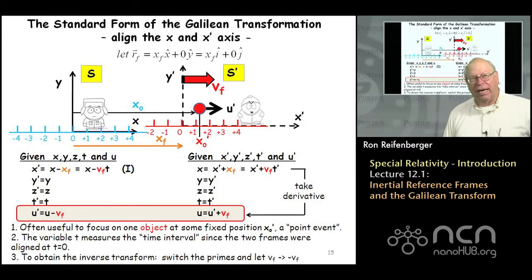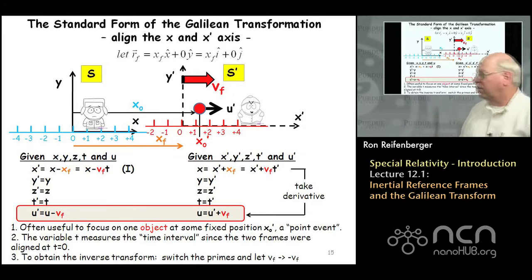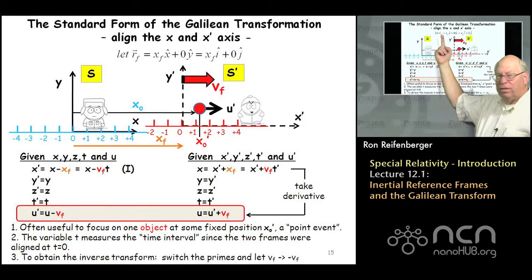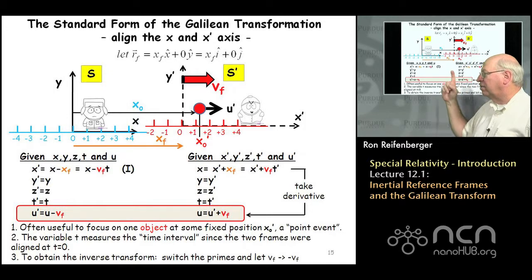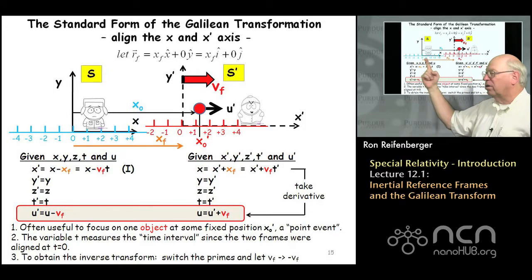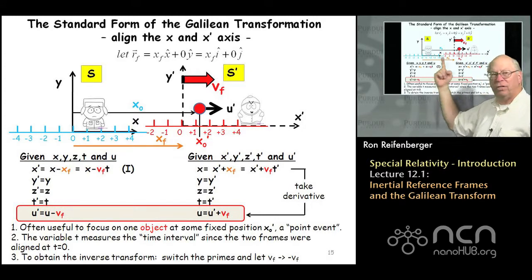What we tend to do when we discuss special relativity is we always align the two reference frames. That alignment simply means that the vector r sub f that connects the two reference frames is just given by a displacement x sub f in the i direction. There's no displacement in the j direction. So very often we discuss this type of problem where the motion of the two reference frames is aligned, one with respect to another.